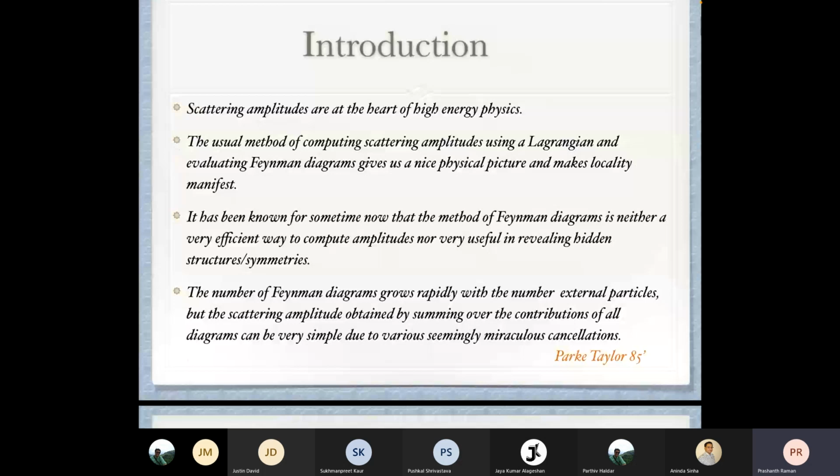Okay, so scattering amplitudes are at the heart of high energy physics. The usual method for computing scattering amplitudes using a Lagrangian and evaluating Feynman diagrams uses a nice physical picture and makes locality manifest. But it's been known for some time now that this method is neither very efficient to compute scattering amplitudes, nor is it particularly useful for revealing hidden symmetries of structures. It's not efficient because the number of Feynman diagrams, as we know, grows quite rapidly with the number of external particles. But the scattering amplitude obtained by summing over all these can be something very simple due to various seemingly miraculous cancellations.